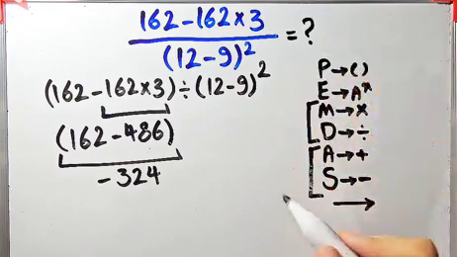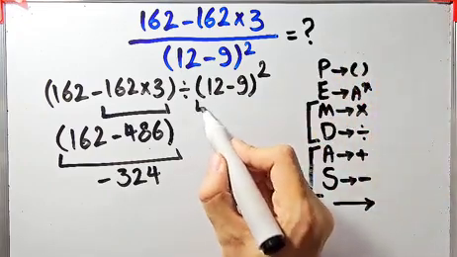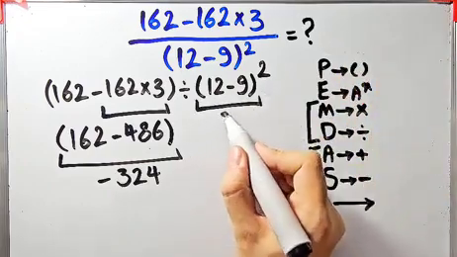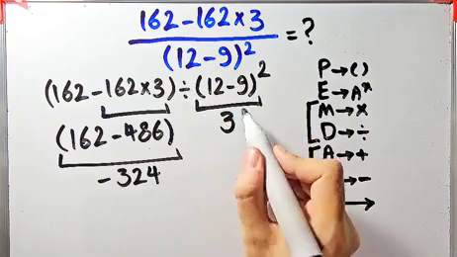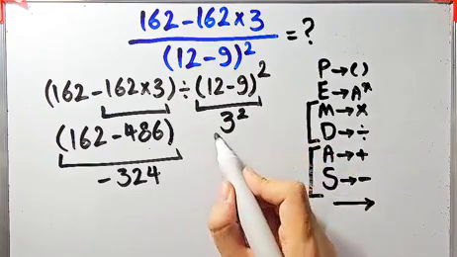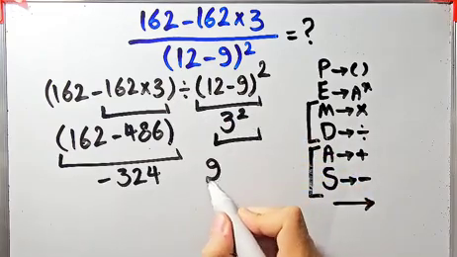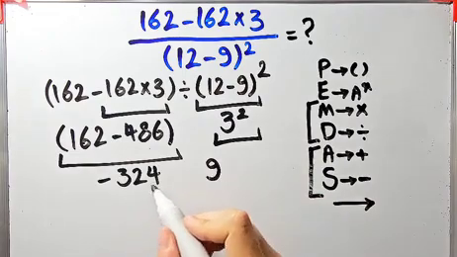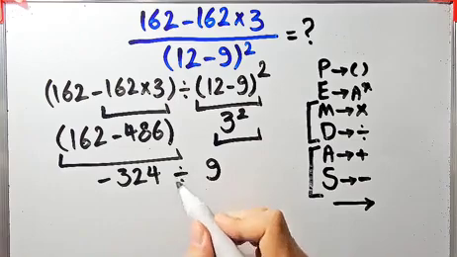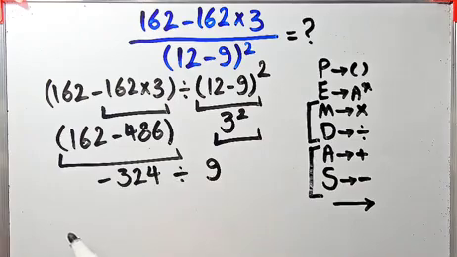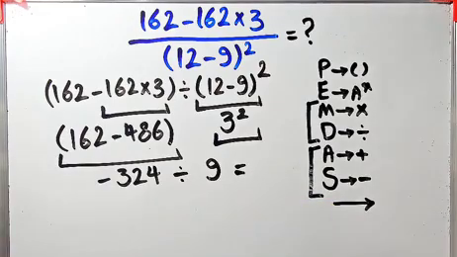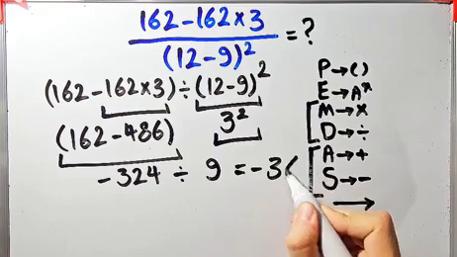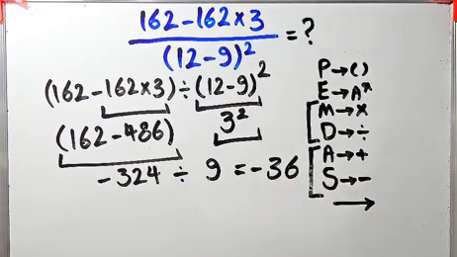According to the PEMDAS rule, first we simplify these parentheses. 12 minus 9 equals 3. Now we have negative 324 divided by 3 to the power of 2. 3 to the power of 2 equals 9. Now we have negative 324 divided by 9. Negative 324 divided by 9 equals negative 36. The final answer of this question equals negative 36.